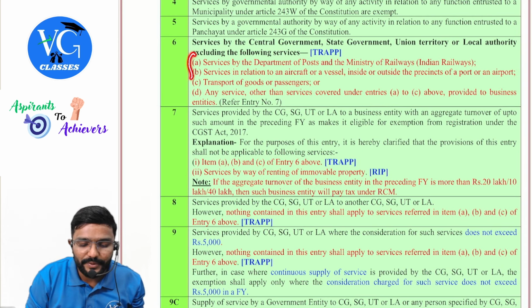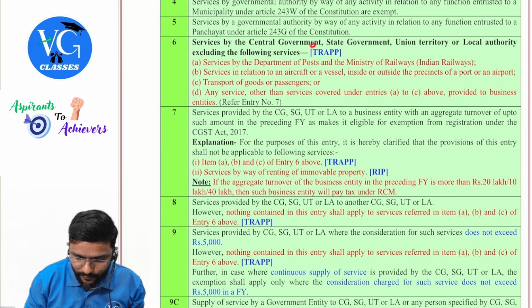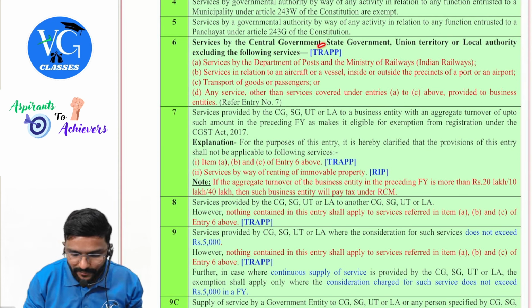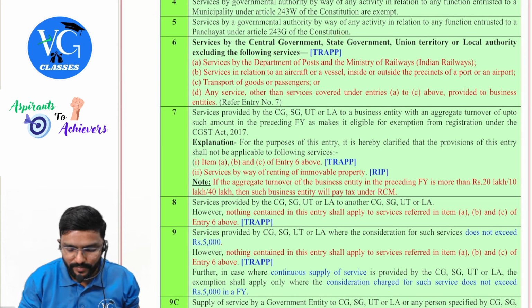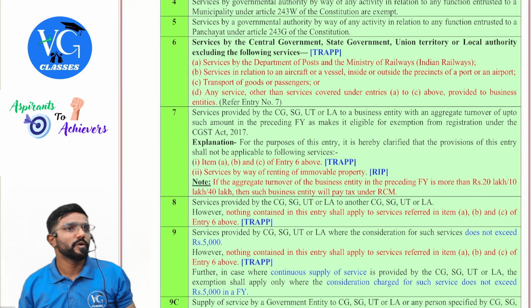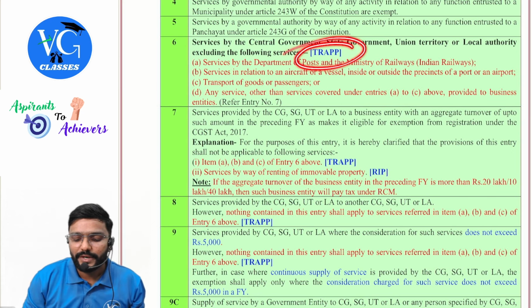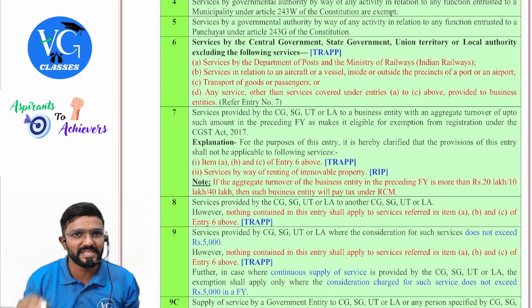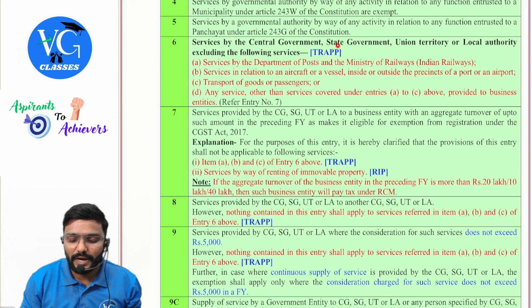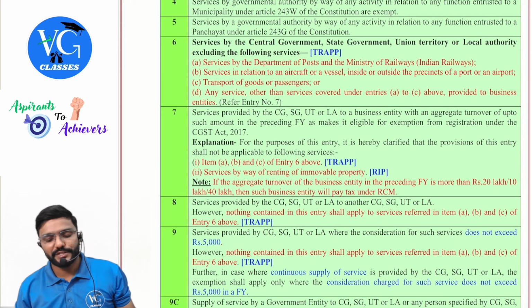What are those? TRAP. What is the trap? Transportation of goods or passenger, R for Indian Railways, A for airport service, P for port service. Last one is postal services. I repeat the short form. T for transportation of goods and passenger, R for railways, A for airport, P for port. Port means for vessels, that is for ships. And P for postal. All these are excluded here, guys.